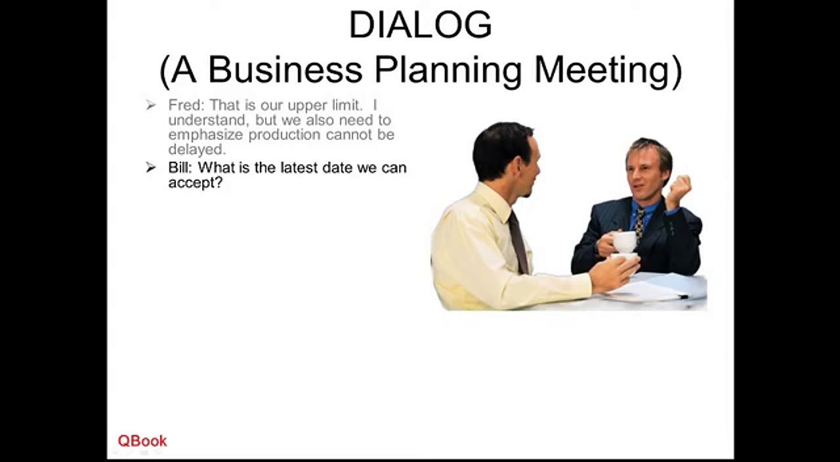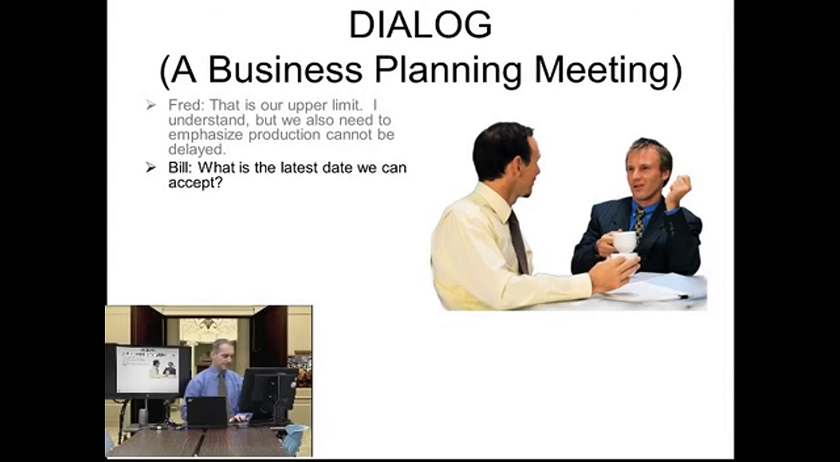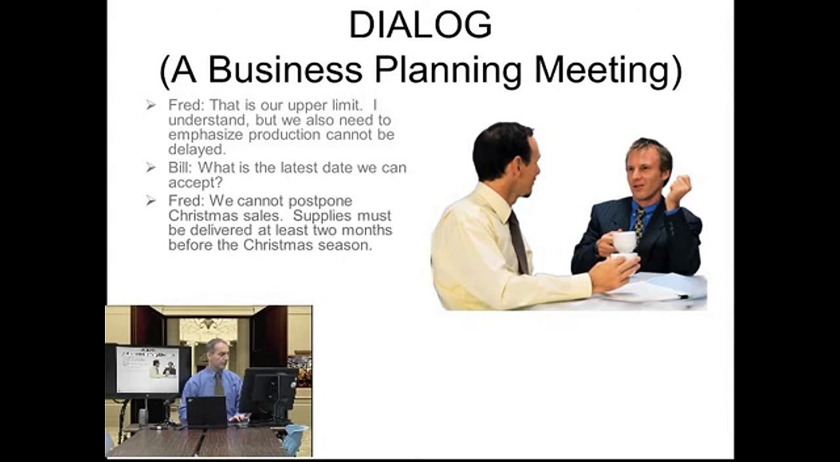What is the latest date we can accept? Bill asked. What is our latest date for that delivery? And Fred says we cannot postpone Christmas sales because Christmas is a fixed date. It's a very big retailing time. So if we want to get the product into the market in time for Christmas, we're going to have to take delivery earlier than that. And supplies, Fred says, must be delivered at least 2 months before Christmas season.